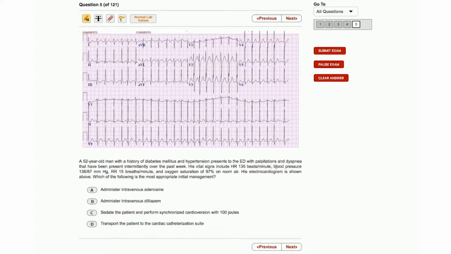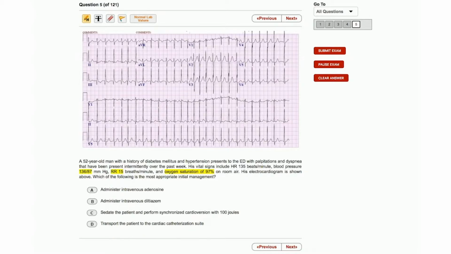So we have a blood pressure of 136/87, a respiratory rate of 15, and an oxygen saturation of 97%. And we do not have a patient with any other concerning symptoms or signs of hemodynamic collapse right now. So we will consider him relatively stable at this time. He does have some palpitations and dyspnea, however, and he does have multiple cardiac risk factors with diabetes and hypertension. But let's look at the answer choices here and see what we come up with.